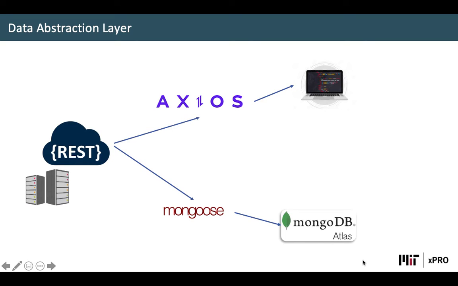Now, the data abstraction layer is the middle tier, which I implemented using REST APIs. This will bring information from the database to the front end and vice versa using HTTP requests. The data abstraction layer communicates with the front end through Axios, and in the data abstraction layer, Mongoose allowed me to generate the models to store the data in MongoDB.